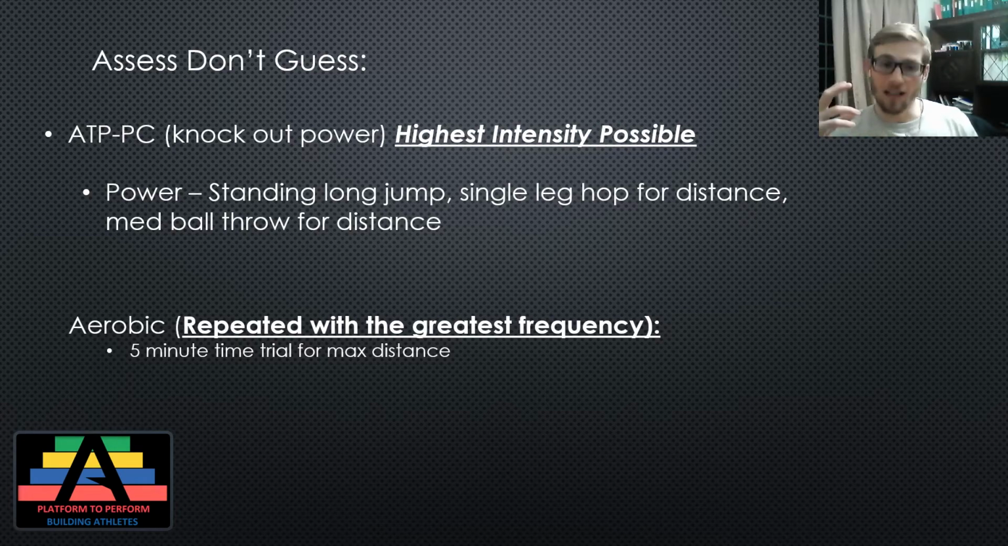And finally, getting onto the aerobic system. So this is going to help us repeat our high intensity efforts. Now, in terms of a cheap option that's realistic for most people who don't have access to exercise physiology labs, a 5 minute time trial for max distance. So find yourself a 400 meter track, set your timer for 5 minutes, cover as much distance as you can.